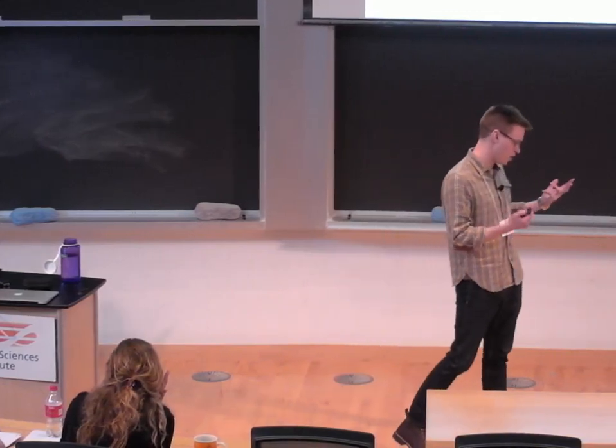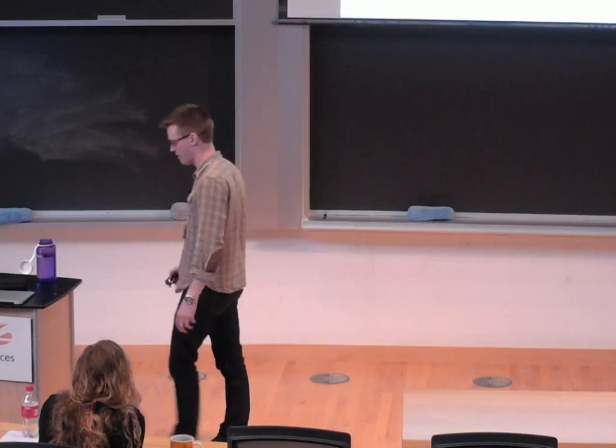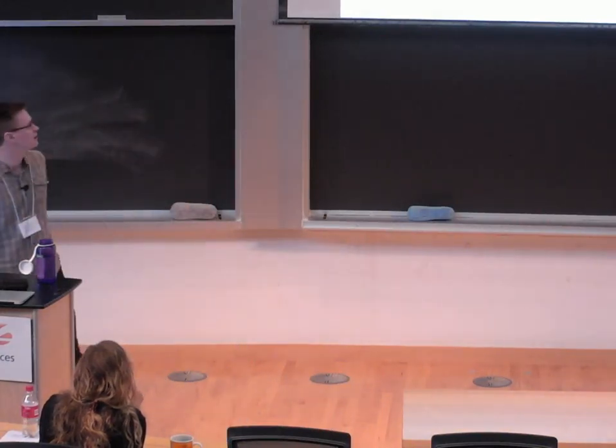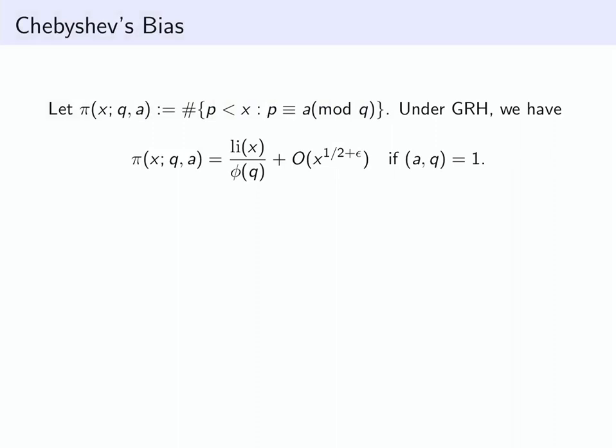But to begin and really put our result in context, to properly frame it, I'd like to start off by talking about Chebyshev's bias. Let pi(x;q,a) denote the number of primes up to x that are congruent to a mod q. It's well known that under GRH, the primes are very well distributed among the admissible residue classes modulo q. Each residue class has its fair share, and then there's a square root error term, where of course this is where I am using GRH.